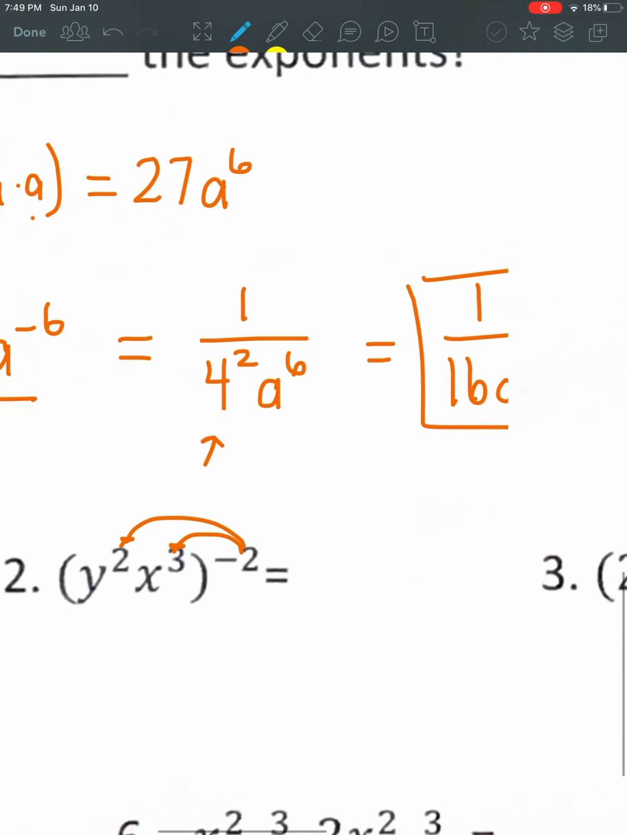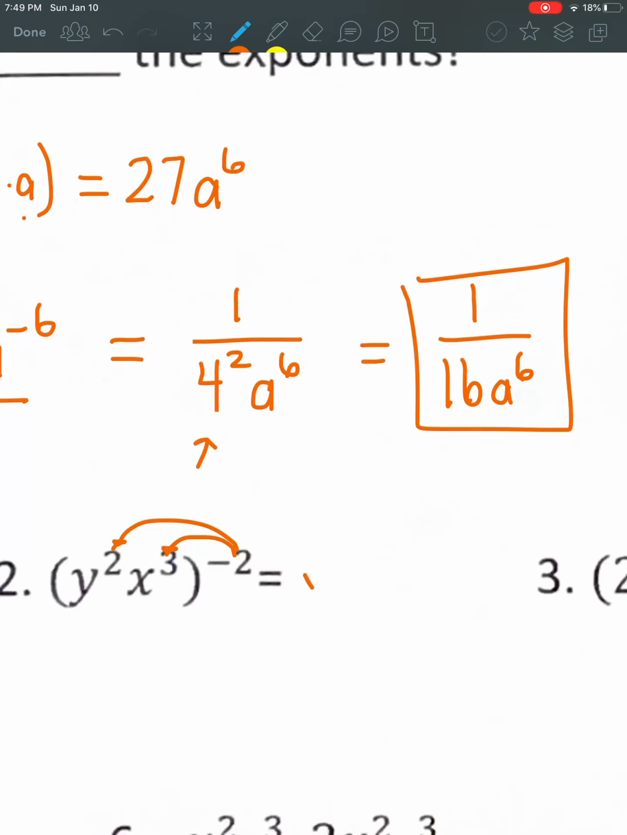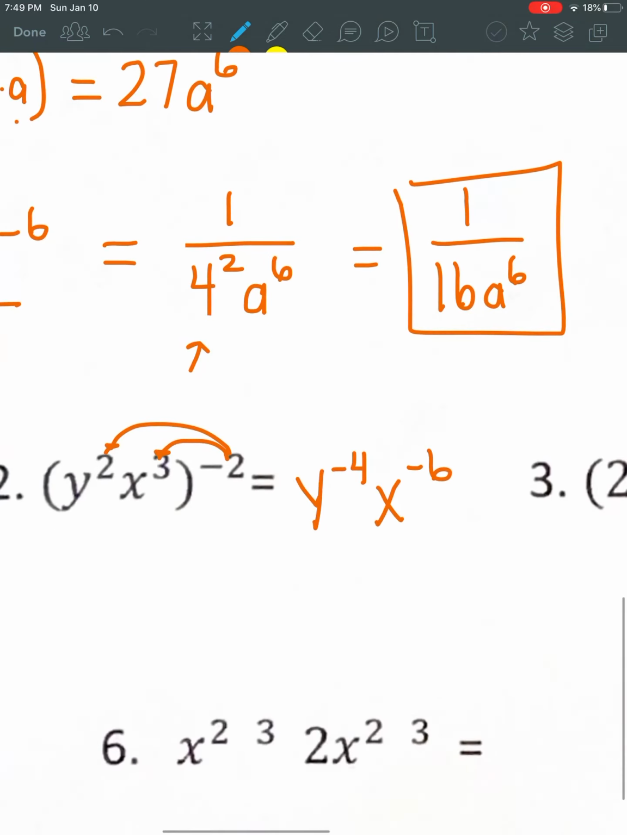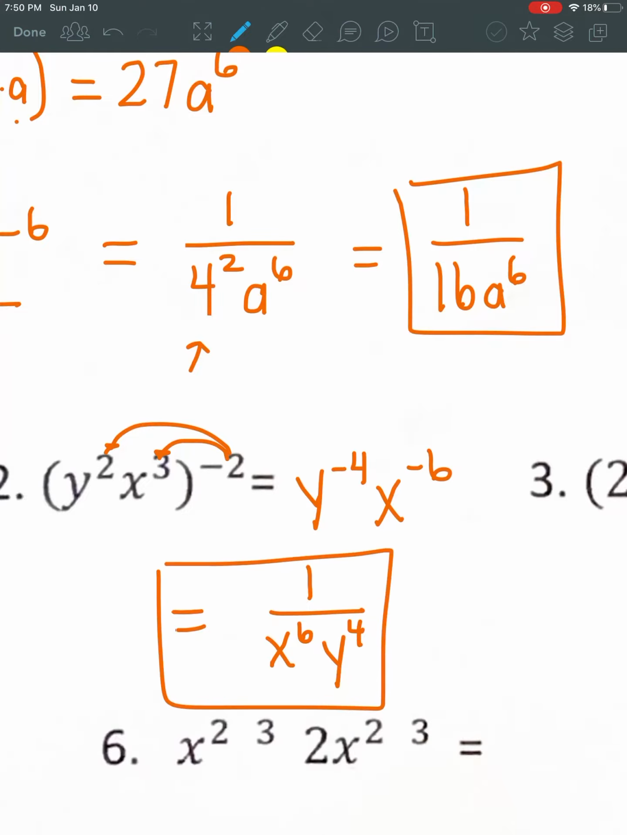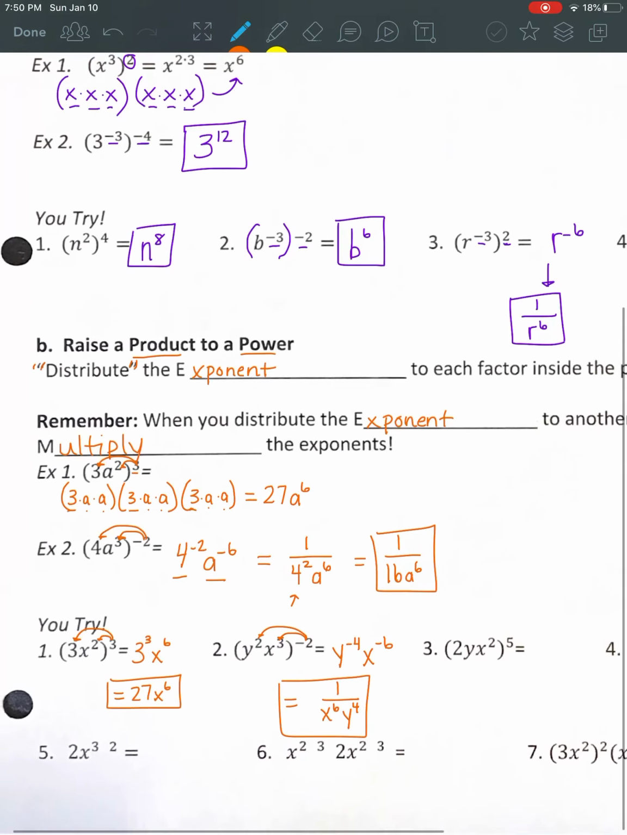Okay, number 2, multiply and multiply because both of these have powers. So we'd get y to the negative 4th and x to the negative 6th. Again, not simplified because both have negative powers, so we'd get 1 over. And I'm actually going to flip-flop these because they're supposed to come in alphabetical order. And so it should be x to the 6th, y to the 4th.